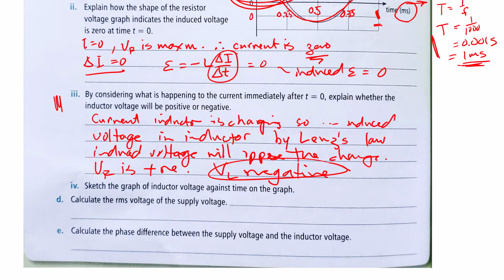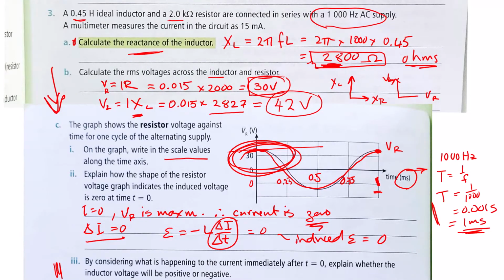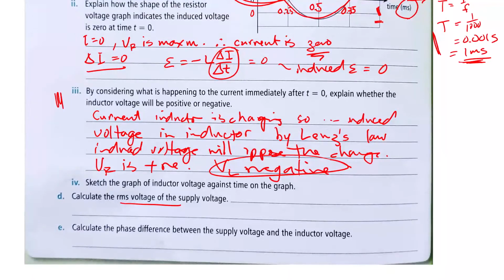Calculate the RMS voltage of the supply voltage. Okay, we know that the voltage across the resistor is 30 volt, the voltage across the inductor is 42 volt, and we want to know the supply voltage, so we've got to add these two together, the voltage across the resistor plus the voltage across the inductor, but we can't just add, we've got to add them vectorially using our phasors.